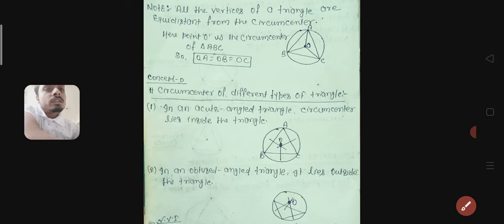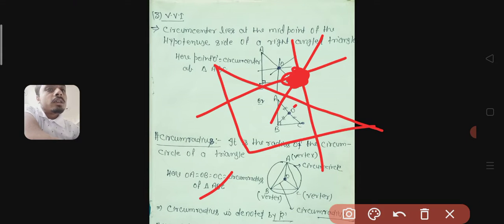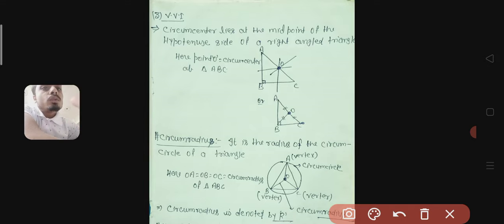I hope you will remember it. Now we will move on. This is one of the most important concepts about a triangle, the circumcenter of a triangle.